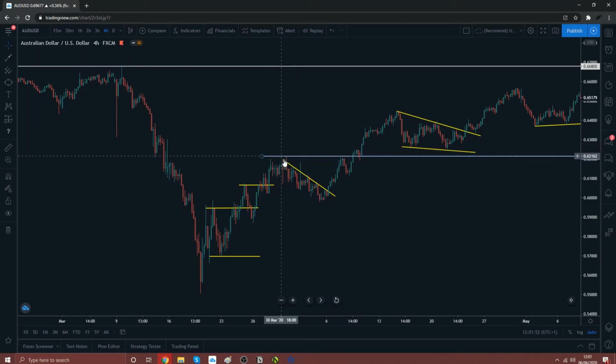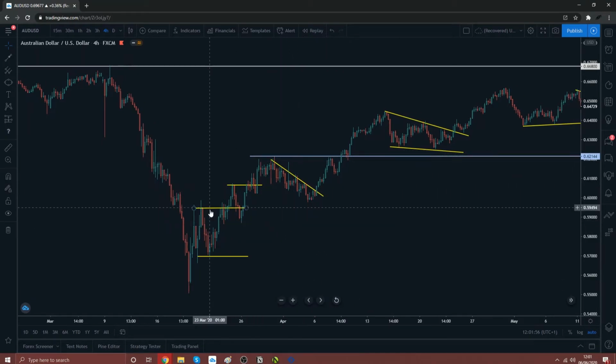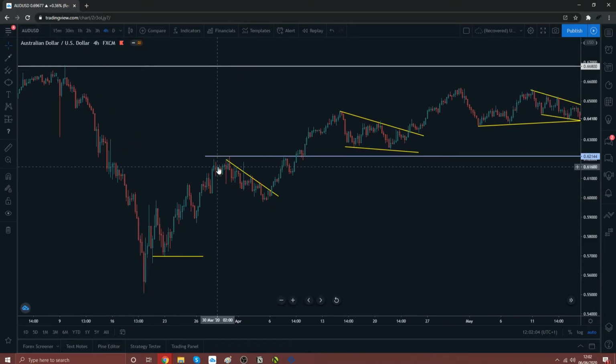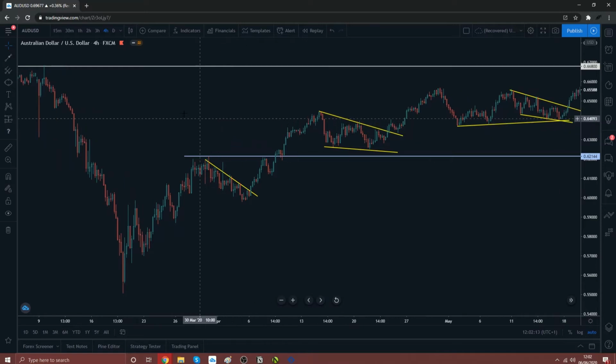Once we got this move here is when I started becoming interested in buying Aussie dollar, US dollar, because we had an impulsive move up. So a lot of the bankers and the big boys were buying the Aussie dollar, US dollar, and then once the price got to here, the bankers and the big boys were taking their profits off the table.